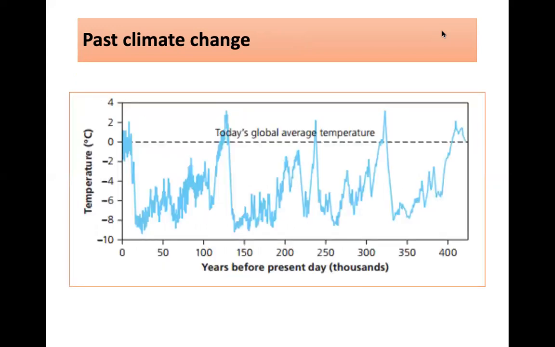Now, if we look at this graph, we can see there are very clear times when the temperatures came above today's global average. You can actually see that there are 5 interglacials here and 4 glacial periods. And what's really clear on the graph is that those glacial periods are much longer than the interglacials.